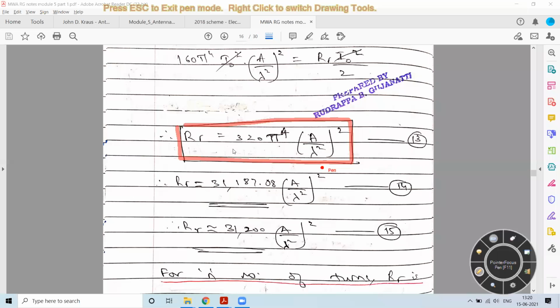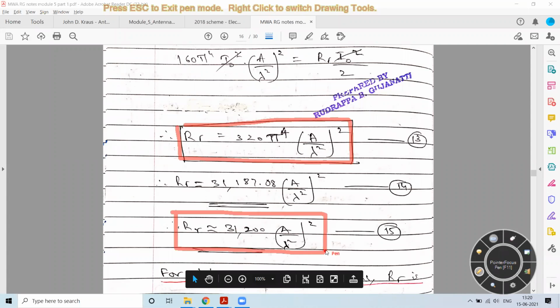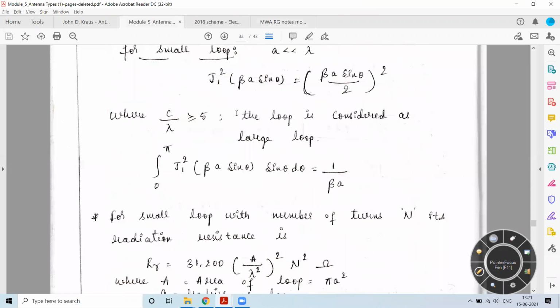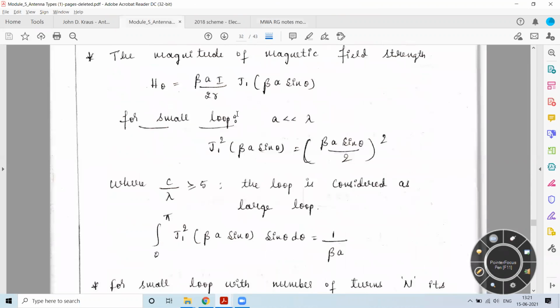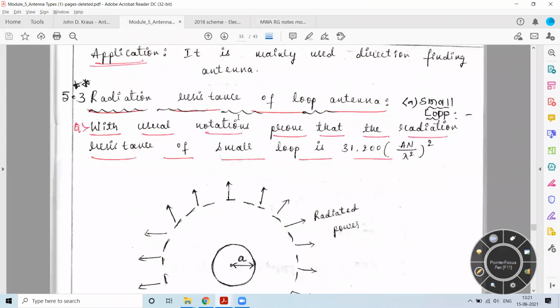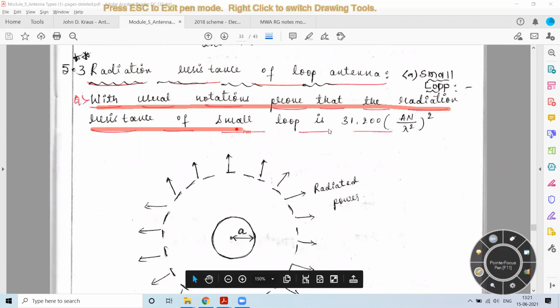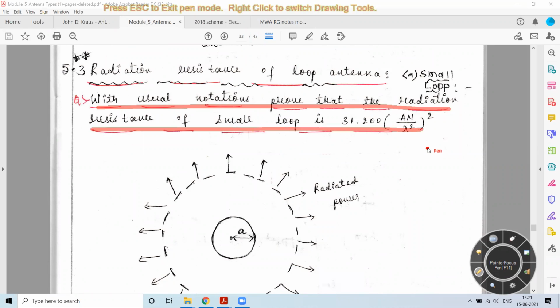When you substitute the values and simplify, it turns out to be nearly equal to 31,200 into A divided by lambda square, the whole square. So this is the radiation resistance of the small loop. Here also they have done the same thing. With the usual notations, prove that the radiation resistance of the small loop is 31,200 into A into N divided by lambda square, the whole square.